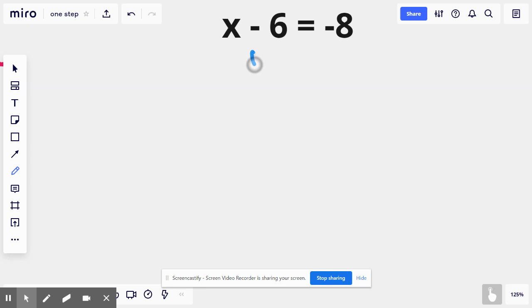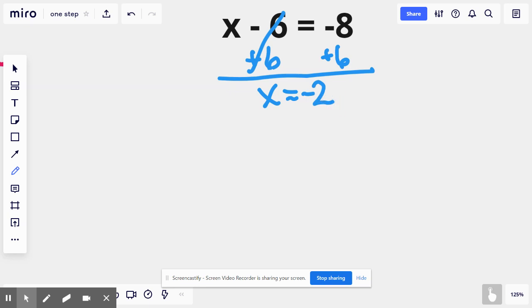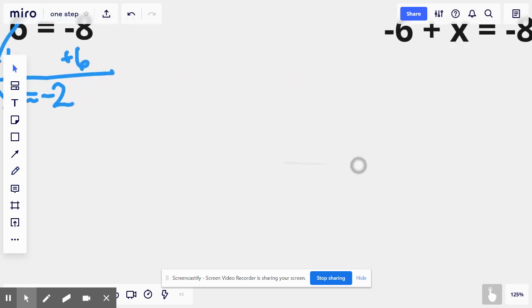Awesome. I bet you said we're going to add 6 because you know that addition is the opposite of subtraction. Okay, again, these are going to cancel out. We're going to bring our x down, equals negative 8 plus 6. If you plug that into your calculator, it will tell you that it is negative 2. Right on. Let's look at another one.